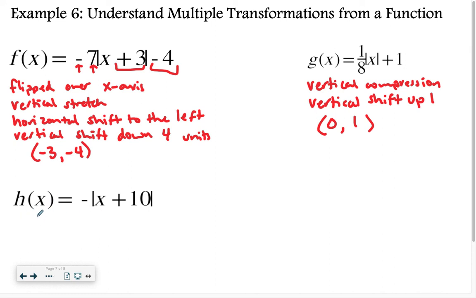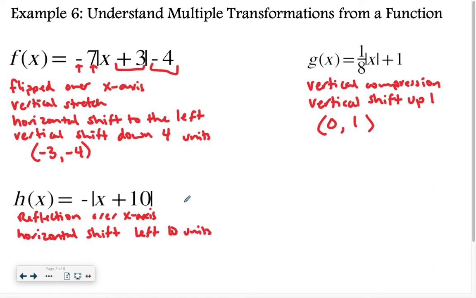Okay, let's do one last one. So h of x equals negative, so that's a reflection or a flip over the x-axis. And then we have a plus 10 inside the absolute value, so that's going to be a horizontal shift left 10 units. And then there's no vertical shift because there's nothing added after. So my vertex would be at -10, 0. Okay.